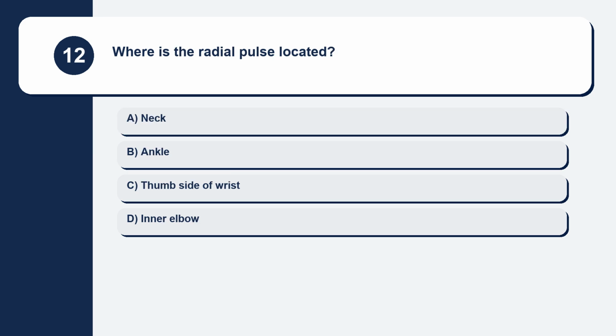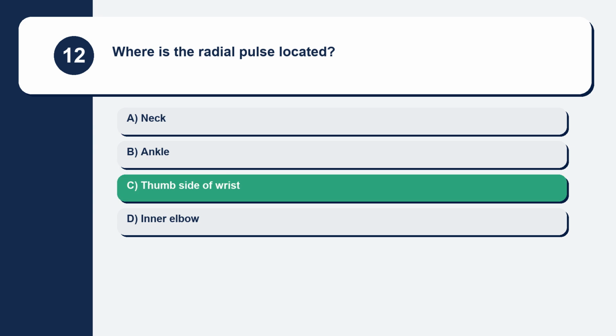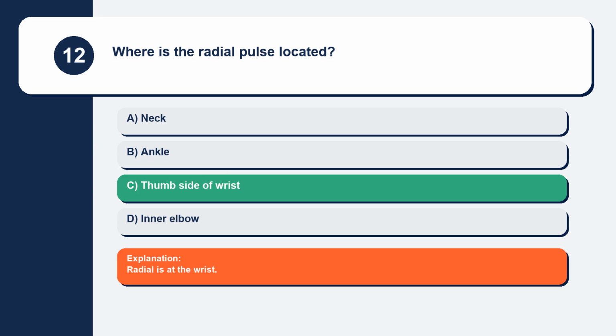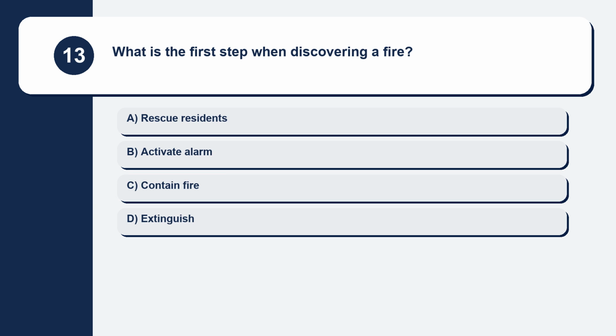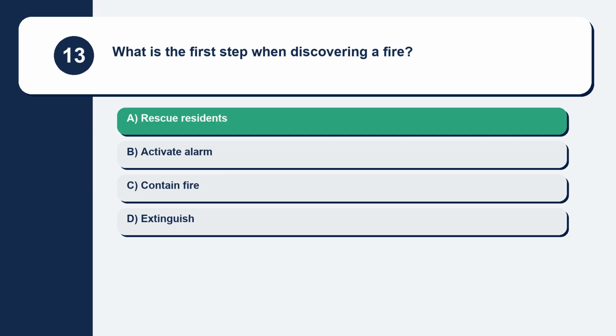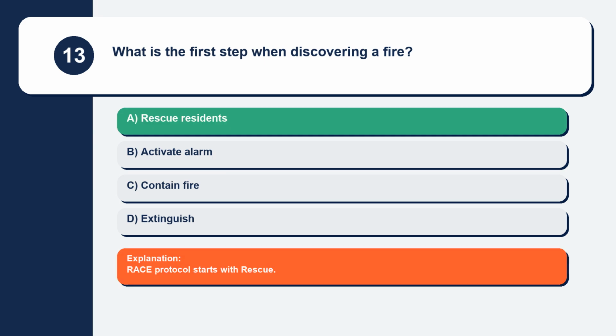Question 12. Where is the radial pulse located? Neck, ankle, thumb side of wrist, inner elbow. Radial is at the wrist. Question 13. What is the first step when discovering a fire? Rescue residents, activate alarm, contain fire, extinguish. RACE protocol starts with rescue.